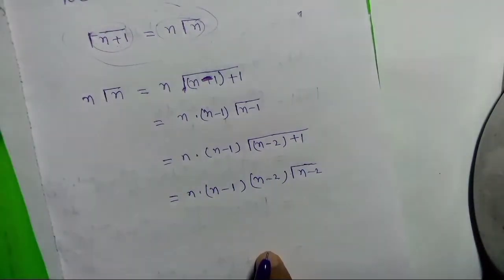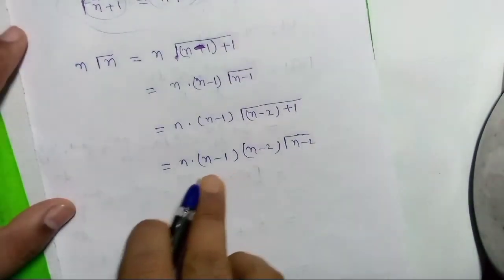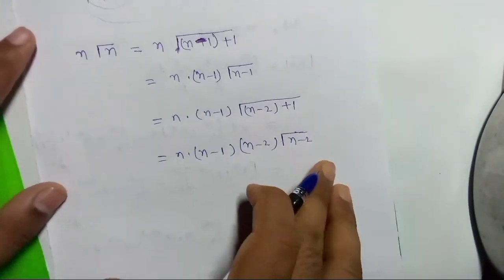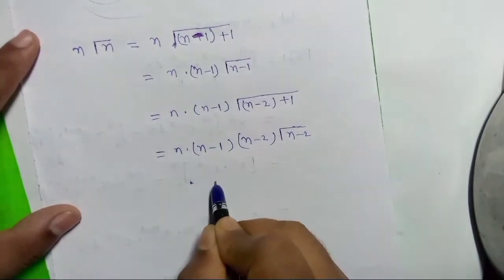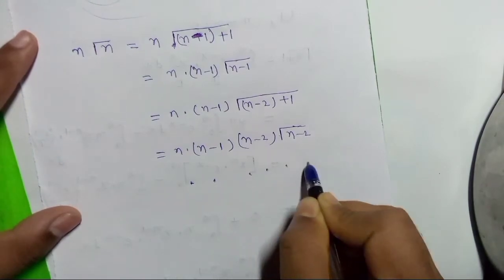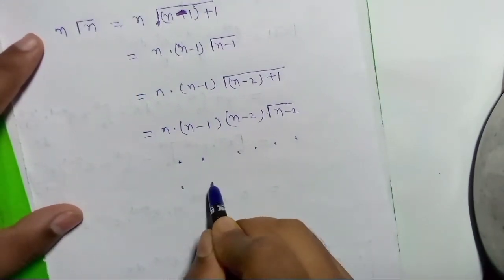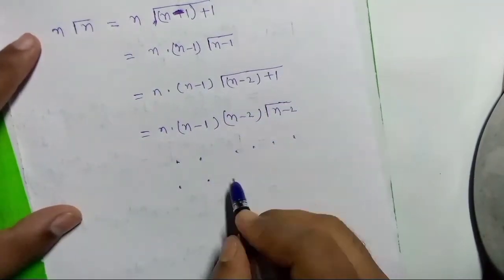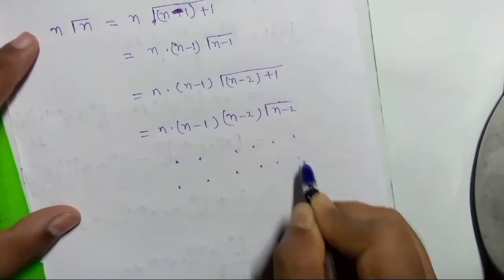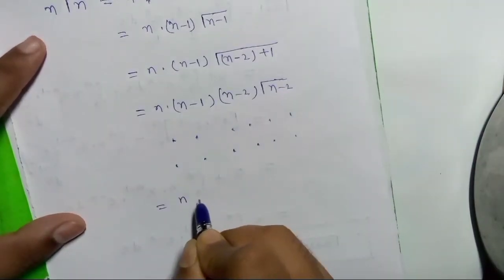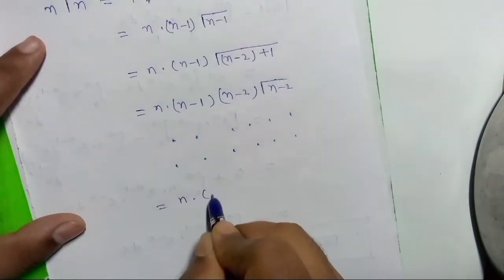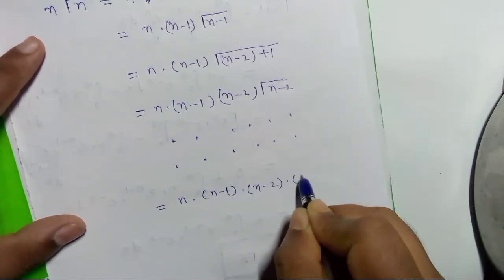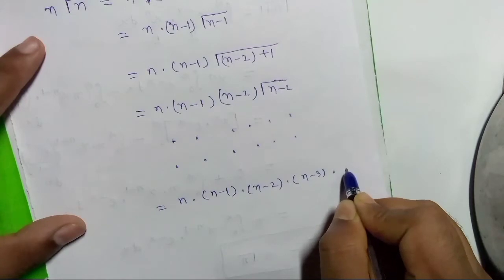If this process runs so many times, this process repeatedly goes. So at the last stage we get n into n minus 1 into n minus 2 into n minus 3 and so on.